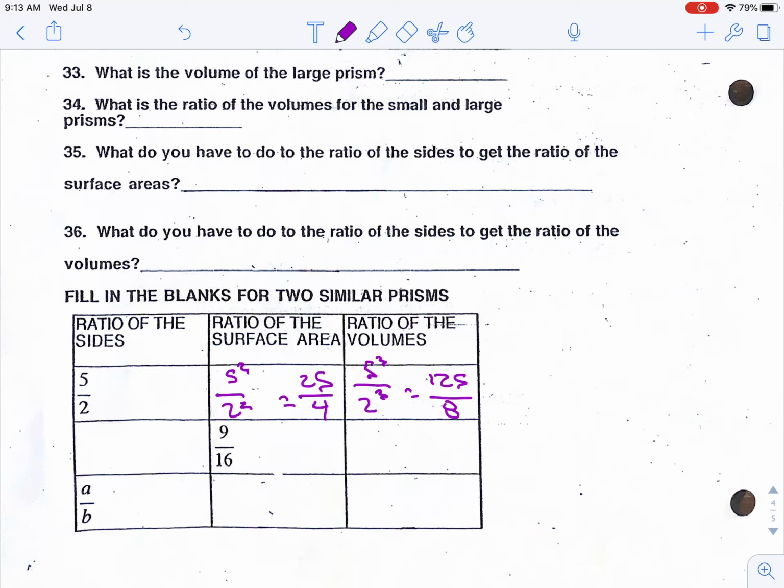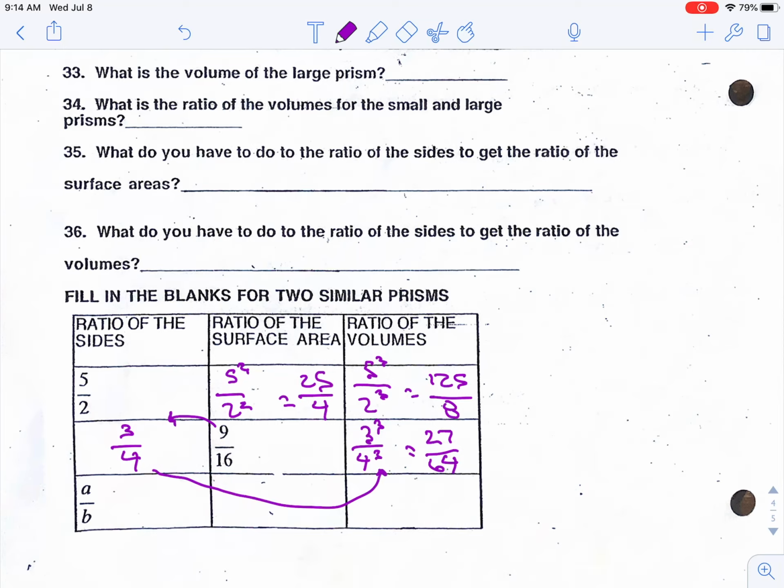So if we know the surface area ratio is 9 over 16, to go back to the ratio of sides, I'd have to take the square root of each, which would give me 3/4. Now I'm going to take that and cube it to get the volume ratio, which would give me 3 cubed over 4 cubed, or 27 over 64.